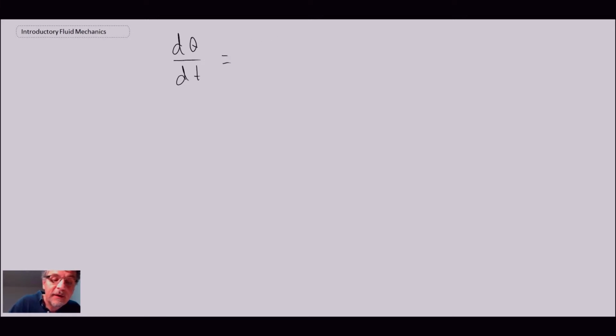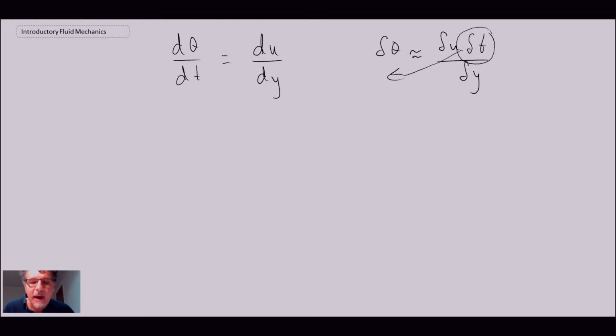I've moved the delta t to the left-hand side of the equation, du dy. So if you look back with the small angle approximation, we had something like this, delta u, delta t over delta y, and all I've done is I've taken this and moved it down there, and converted the little differential elements into the d for a differential equation.